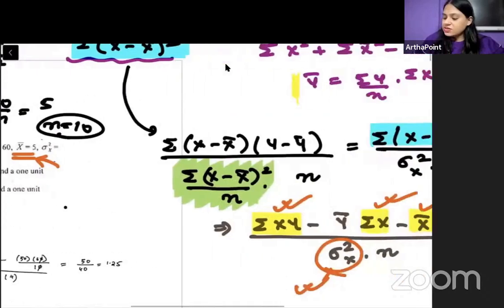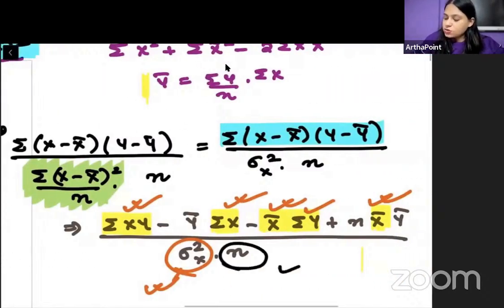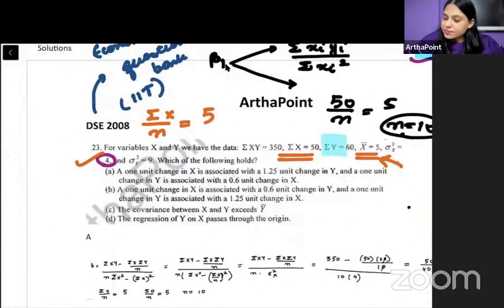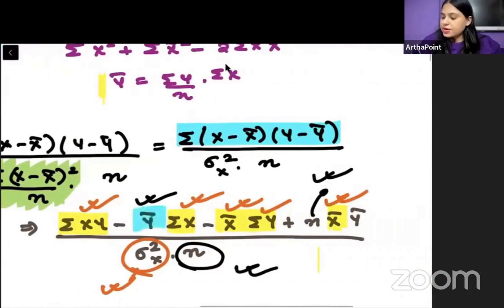Now I know what n is, so I can plug the value of n here. Right? And I know what y bar is, because I know that summation y is 60 and the number of observations is 10. So y bar is 6. I can plug it here. It means I have filled in all the gaps. I have filled in all the possible information. So I can go ahead and solve this now. Right?